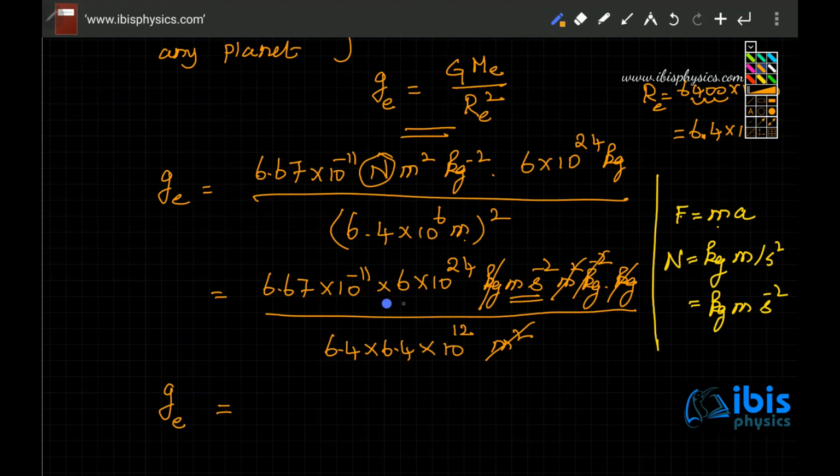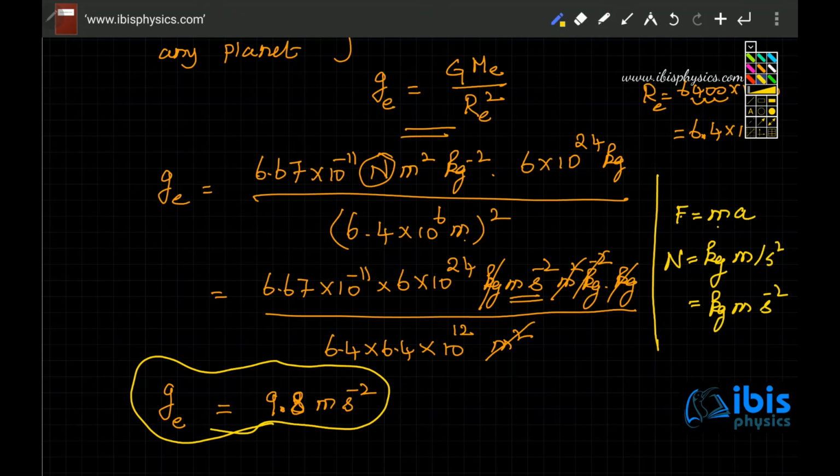So when you multiply and divide all these things, you will get approximate value of 9.8, because 10 power 24, this 12 goes up, minus 12, minus 11 minus 12 is minus 23, minus 23 plus 24 is 1. So 6 into 6.67 by 6.4 into 6.4. When you cancel all that, you will be getting approximately 0.98. 0.98 into 10 becomes 9.8 meter per second square. So if you know the mass and radius of any planet, you will be able to find the acceleration due to gravity at the surface of a planet.